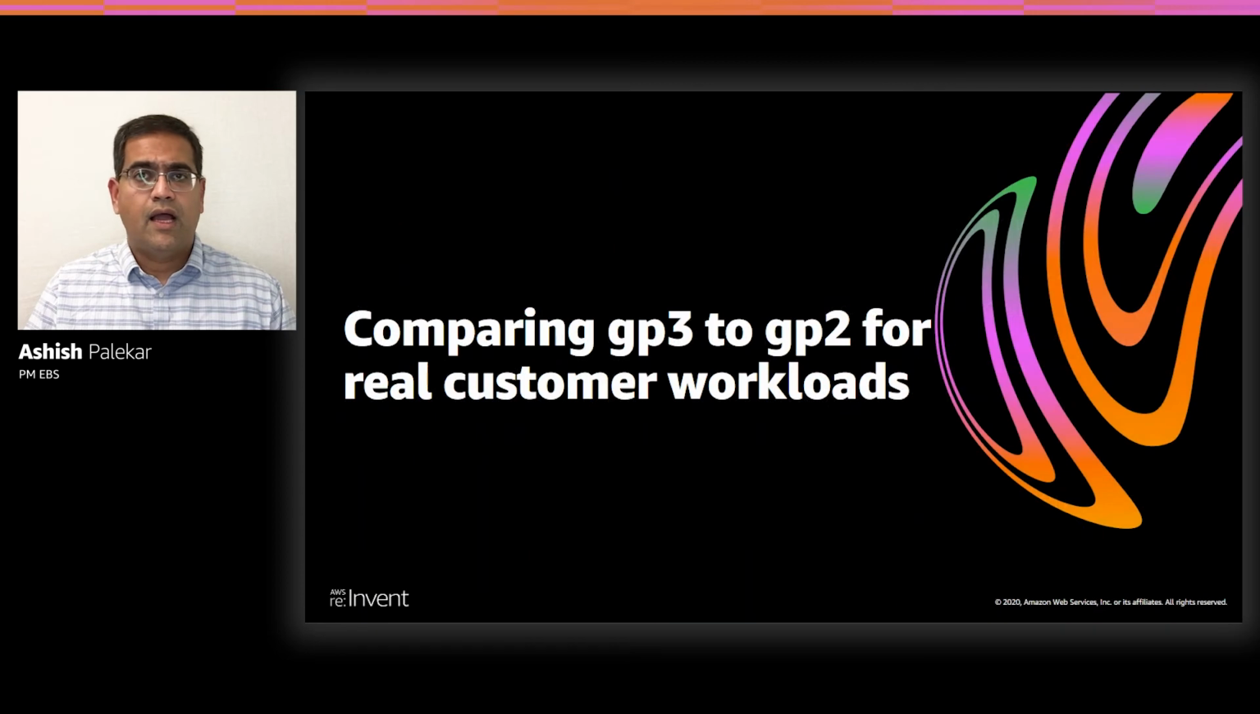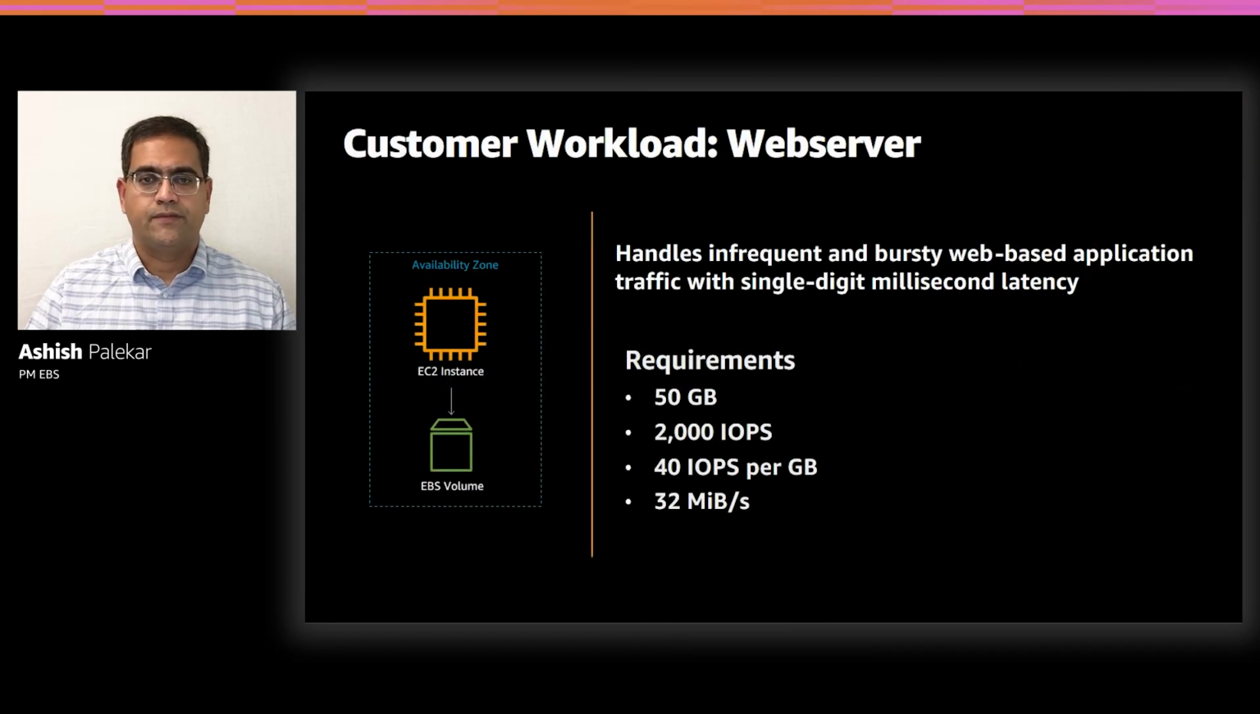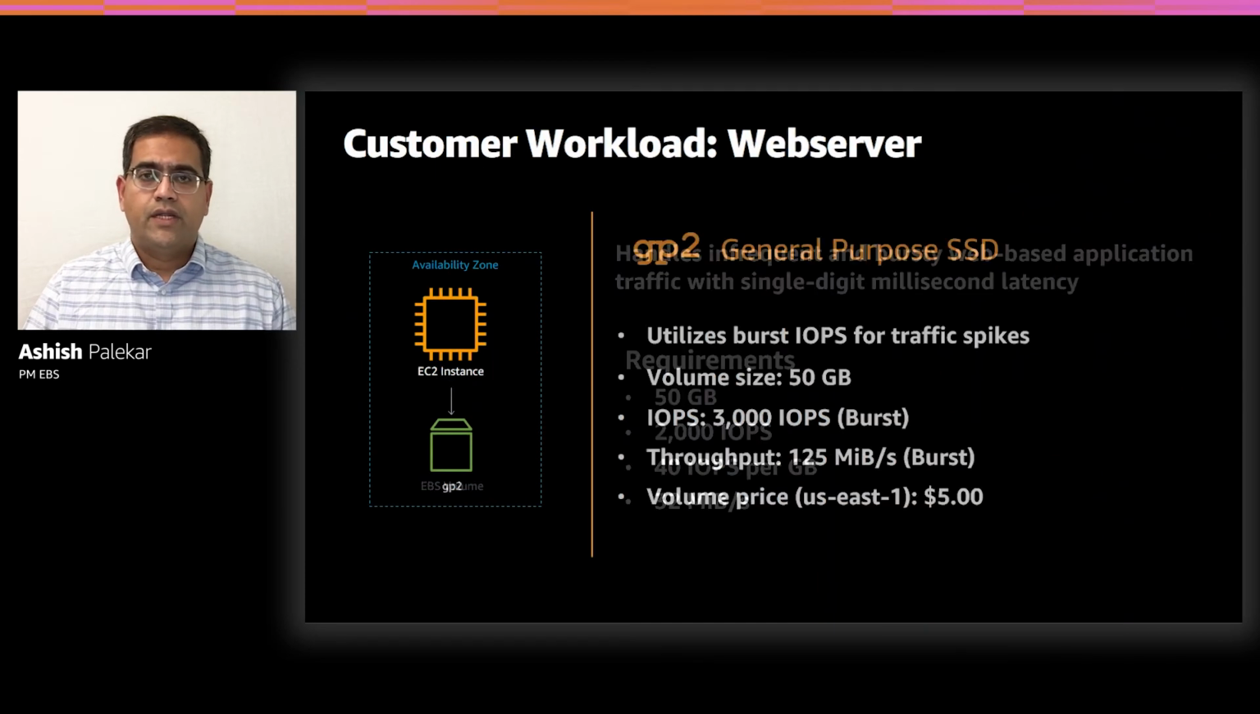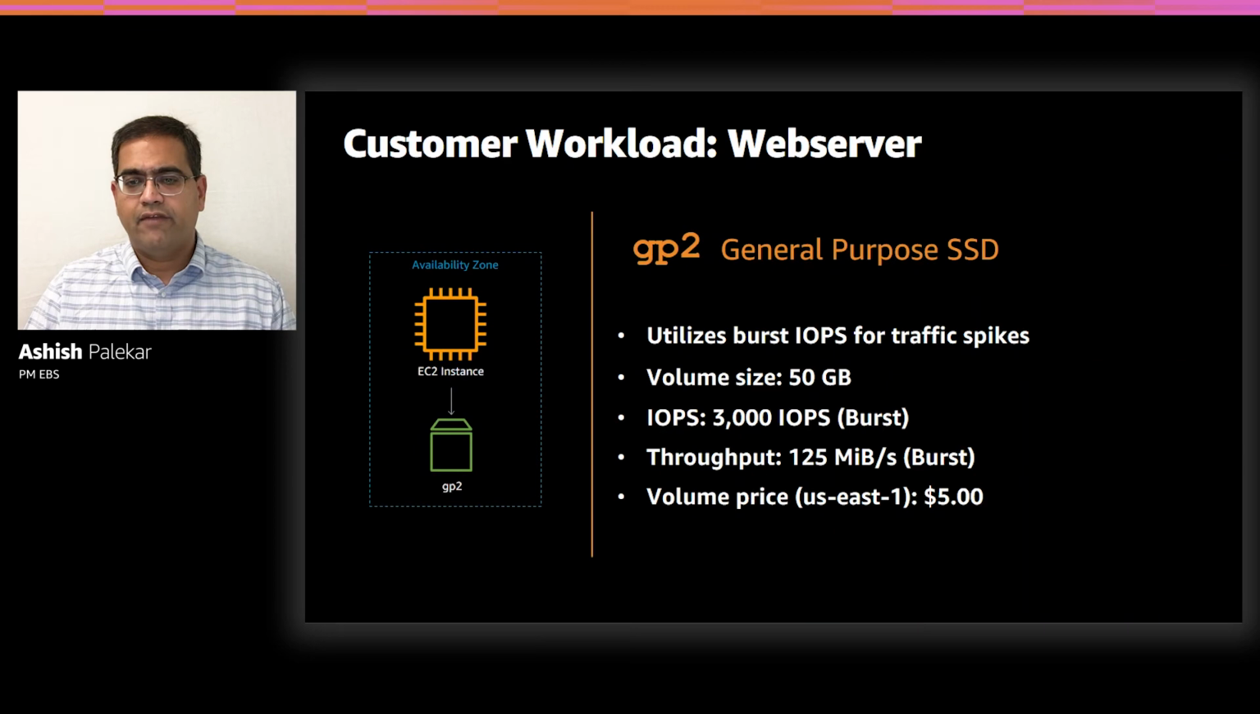Let's now compare how GP3 and GP2 would look, because now we have multiple dimensions compared to a single dimension. This will help you understand how this would look in terms of real workloads. So here's a web server, and the web server needs 50 gig of capacity, 2,000 IOPS, 40 IOPS per GB, and 32 megabytes per second. If you now look at GP2, you can use burst for the traffic. You'd provision 50 GB, you'd get up to 3,000 IOPS, and that's sufficient. And for that, based on US East 1 pricing, you would pay $5 a month.